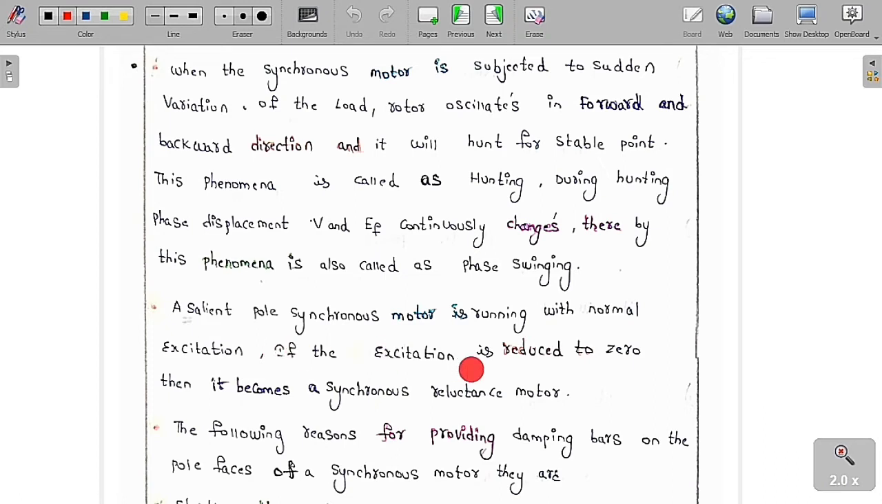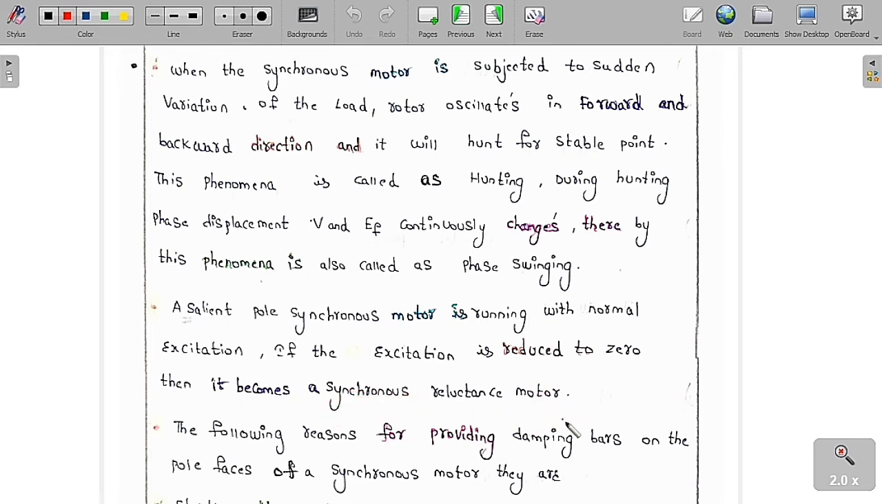A salient pole synchronous motor is running with normal excitation. If the excitation is reduced to zero, then it becomes a synchronous reluctance motor. So listen carefully here. A salient pole synchronous motor is running with normal excitation. If the excitation is reduced to zero, then it is going to become like a synchronous reluctance motor.